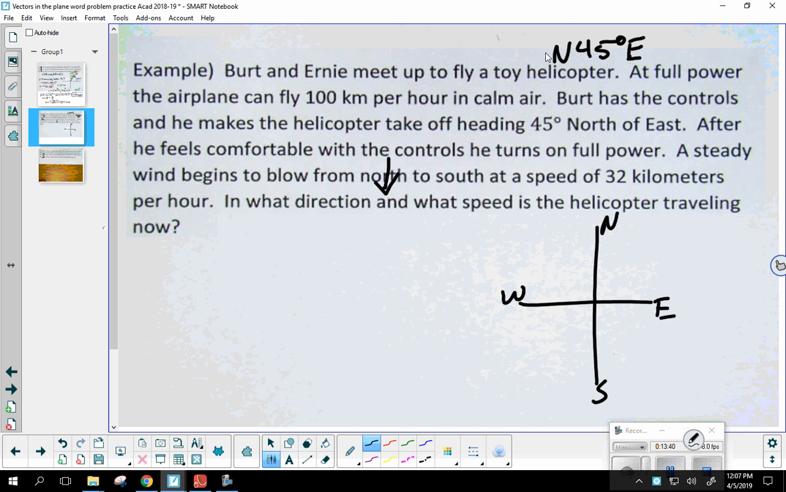So let's go ahead and say we have two vectors here. Let's say H represents the vector representing the helicopter, and then we've got W for the wind vector. So we'll go ahead and start there. All right, so I'll go ahead and give you 4 minutes.